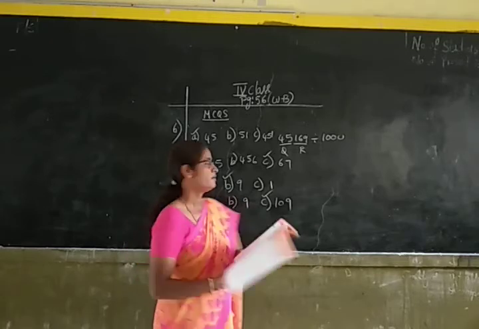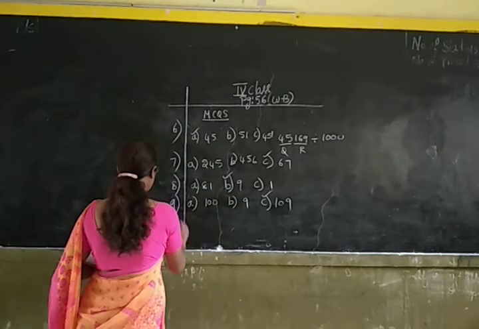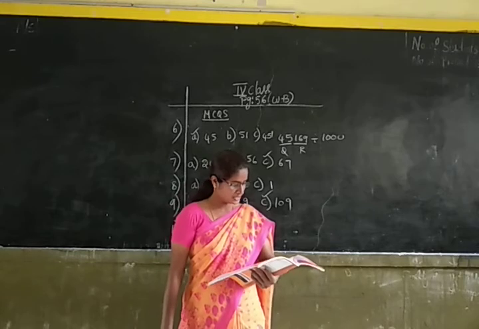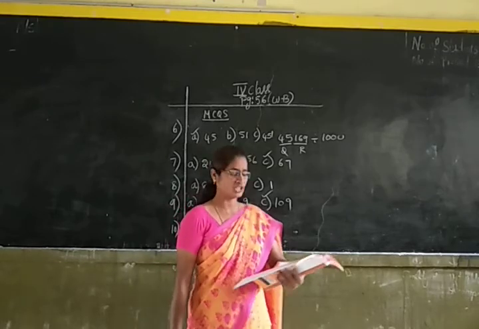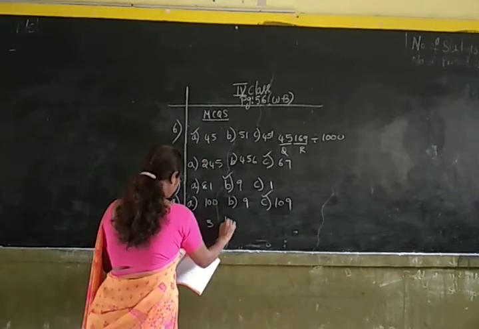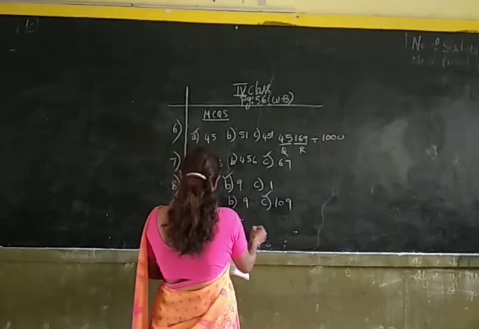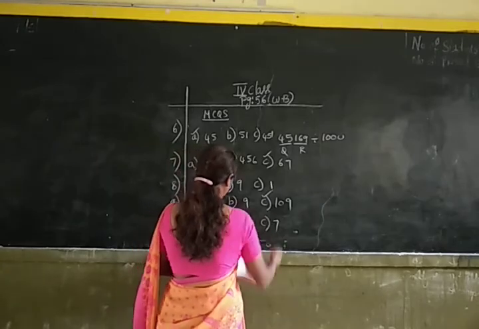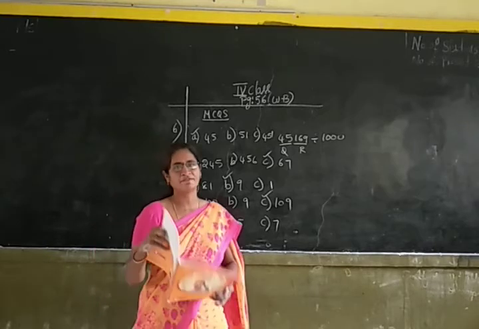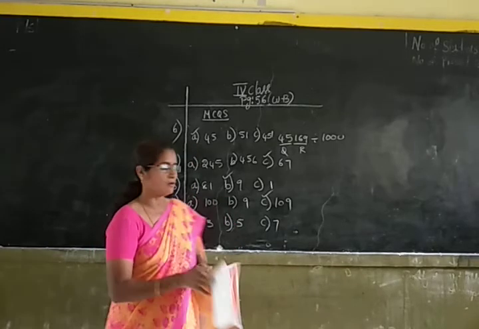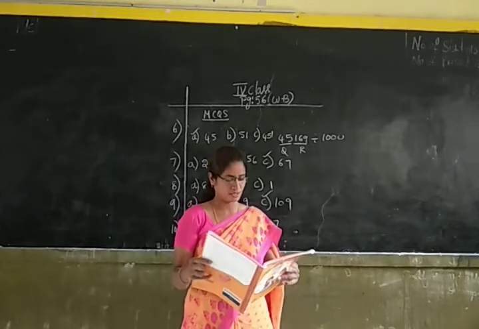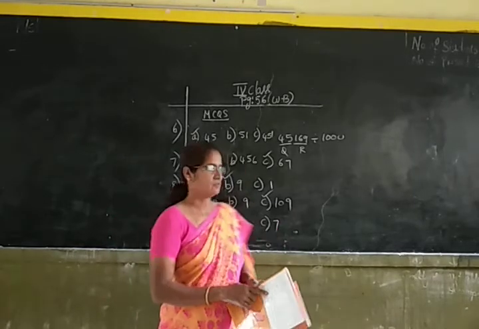Okay children. Now I am reading the 10th question. 1,450 can be divided into dash equal parts. Here the options are A 3, B 5, C 7. Here 5 divides 1,450 into equal parts. So all of you pick the option B for the 10th question. All of you tick the option B for the 10th question. Okay children.